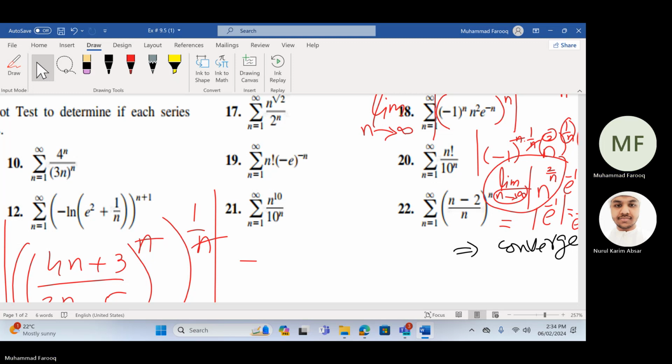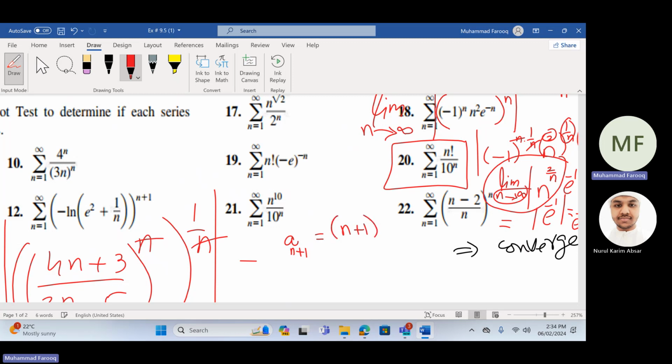And factorial, divided by 10 power n. Which test are we using here? Ratio. So for ratio, you need the a sub n plus 1 term. So we are now doing number 20. We need the a sub n plus 1 term for that. It becomes n plus 1 factorial over 10 power n plus 1. Yes, good. Then you divide it by the question and it should flip.